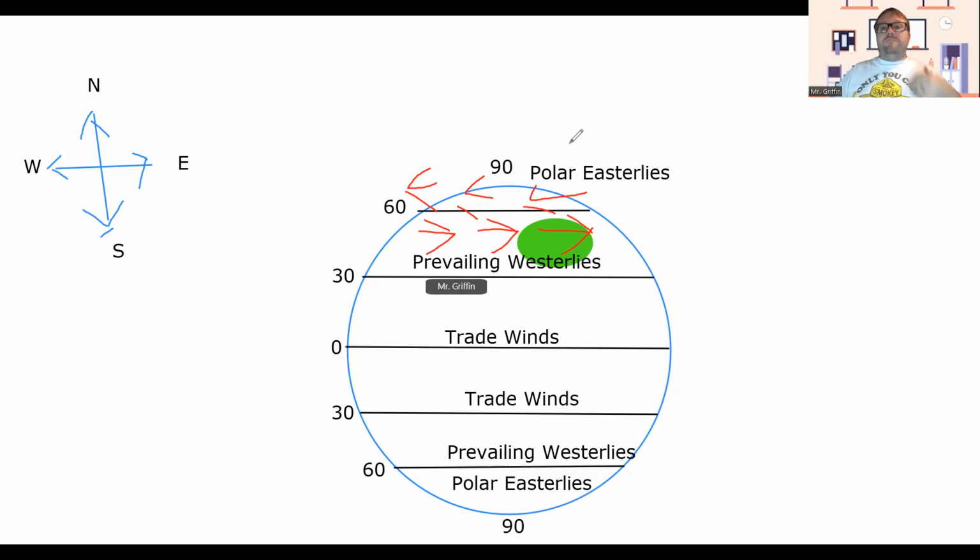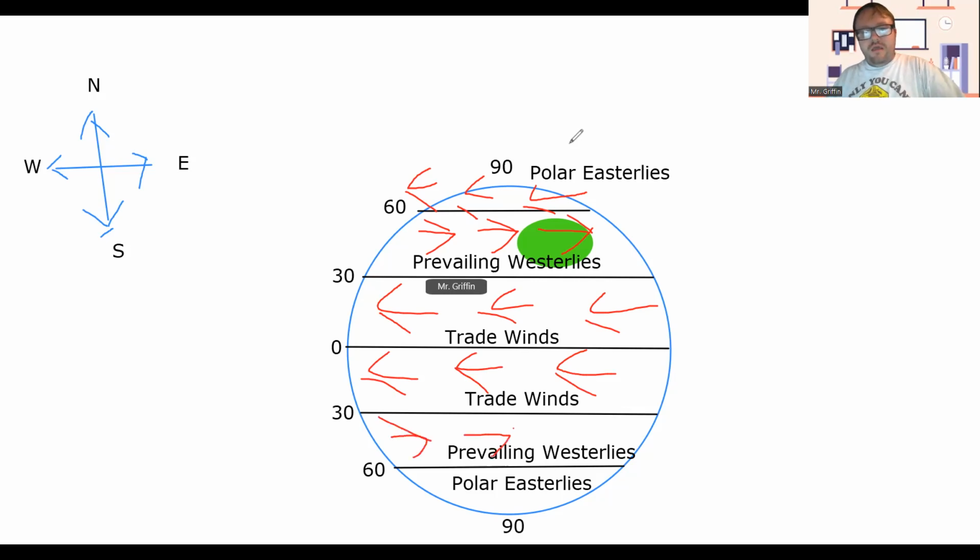They're also known as the prevailing easterlies. So they go from east to west as well. All right. So then, of course, the same is with the winds in the southern hemisphere. They go the same direction. So the prevailing westerlies in the southern hemisphere go from west to east. All right. So remember, prevailing westerlies, west to east. All right. Now let's talk about this circle.